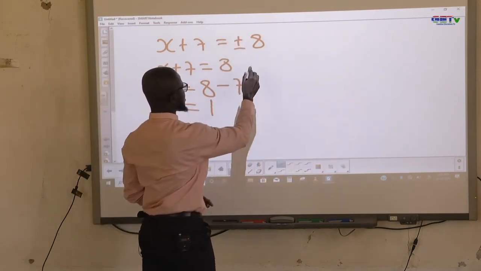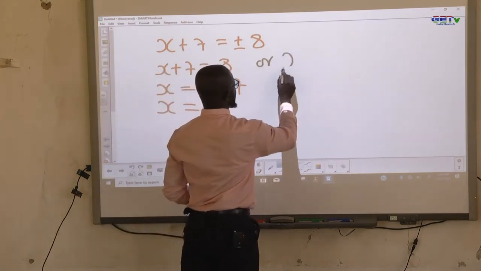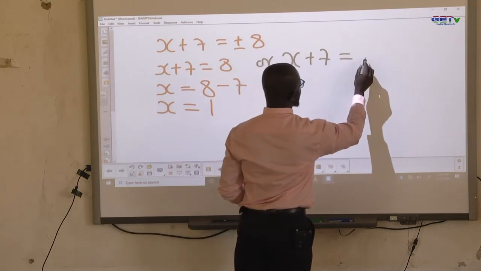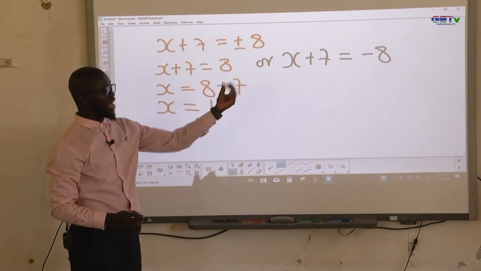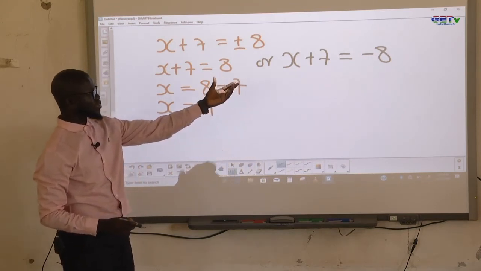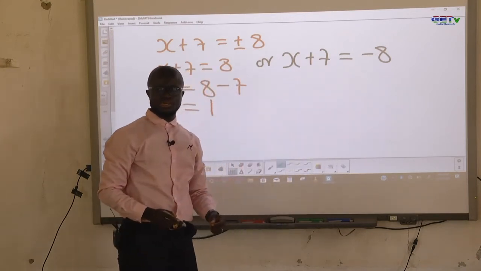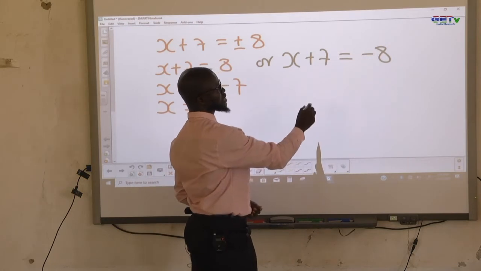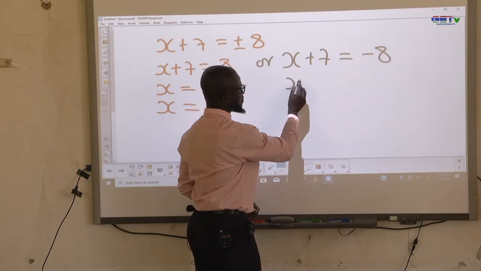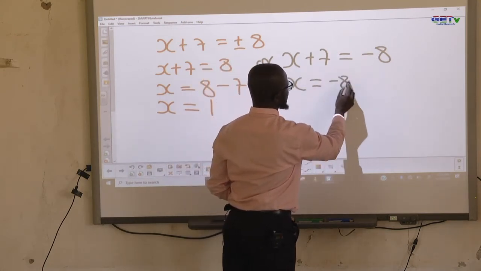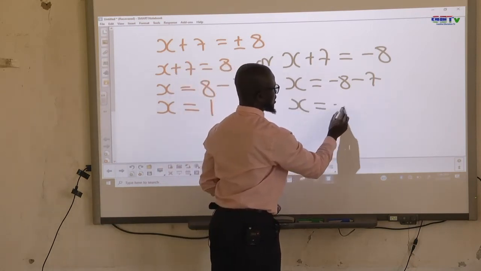Remember, we have two signs, so we have to do the same thing for the negative sign. x plus 7 equals negative 8. Again, we have to look at the like terms from the equation. What are the like terms here? You'll find out that the like terms are 7 and negative 8. So by collecting like terms, you will have x equals negative 8 minus 7. And that's going to give us x equals negative 15.